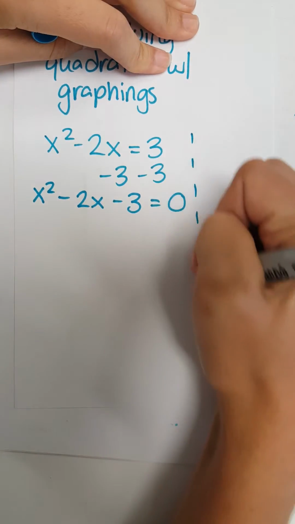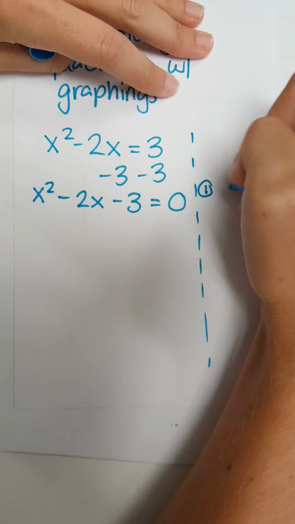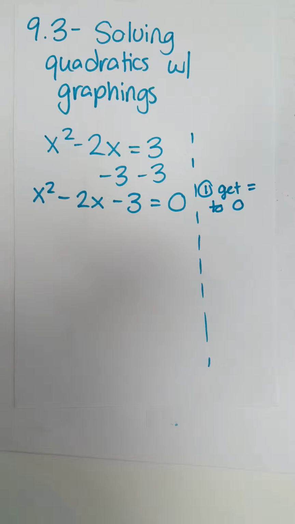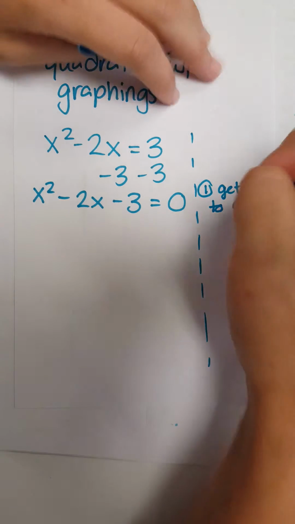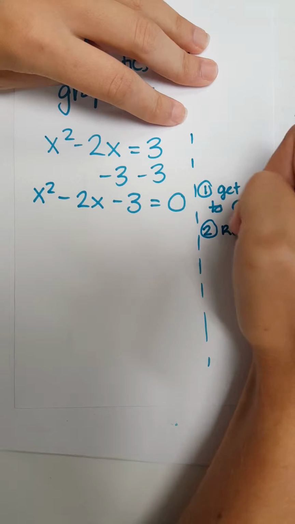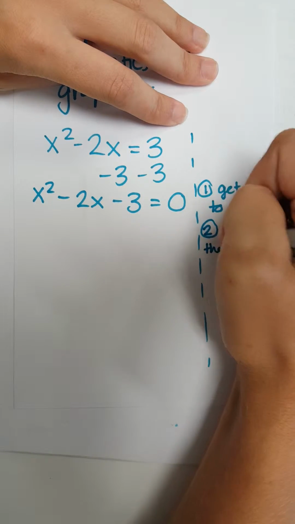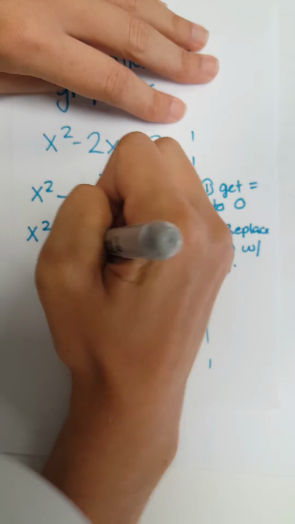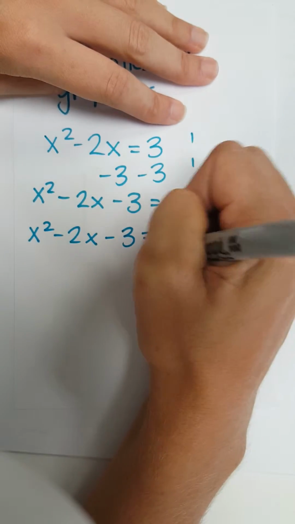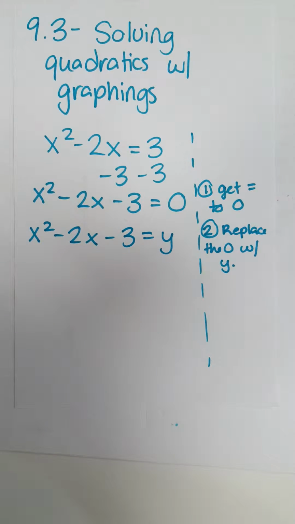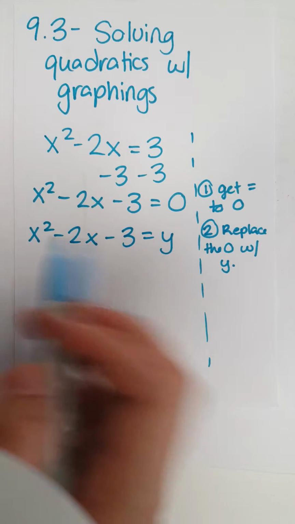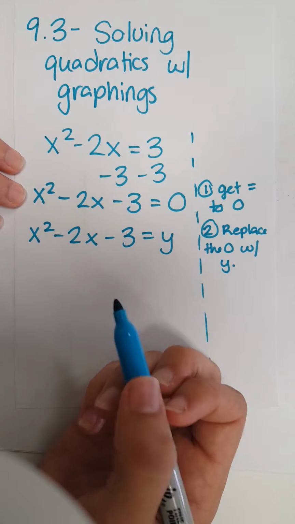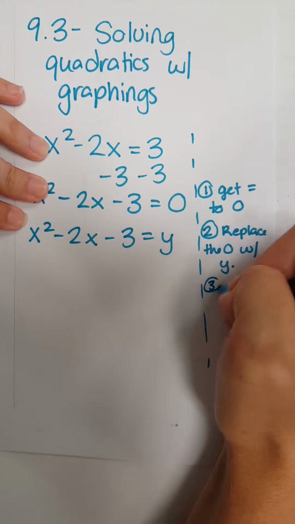So here are the steps we're doing to solve. Step 1, get equal to 0. Now step 2, replace the 0 with y. x squared minus 2x minus 3 equals y. So you're just replacing the 0 with the y. Now we have a quadratic that we can graph, right? Okay, so graph, step 3.